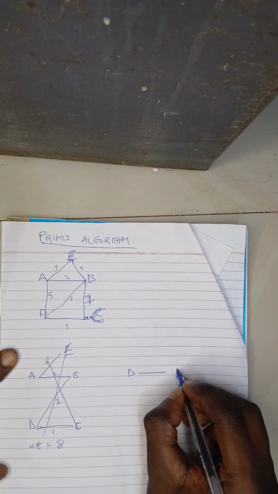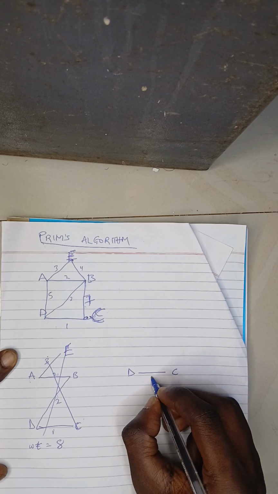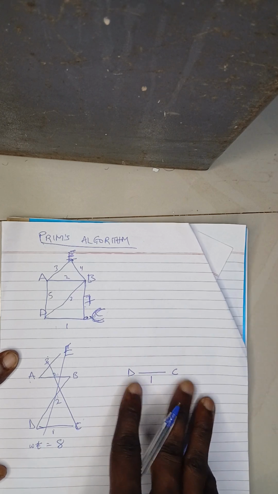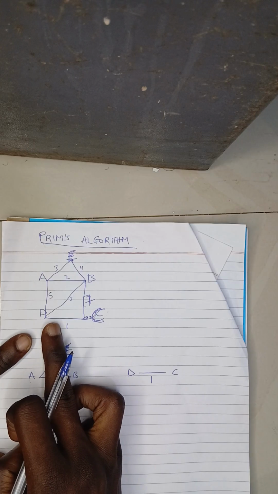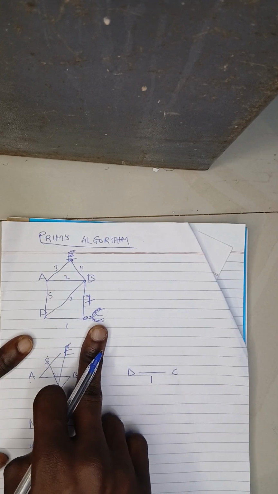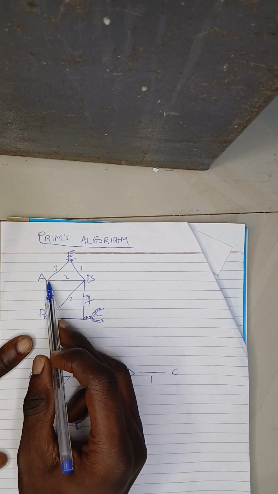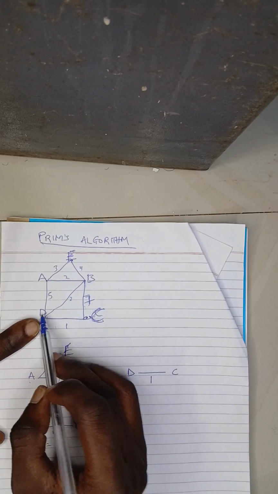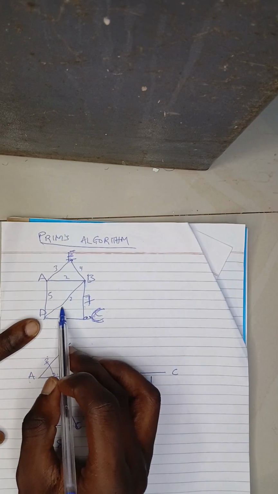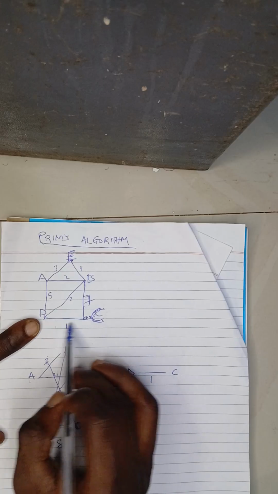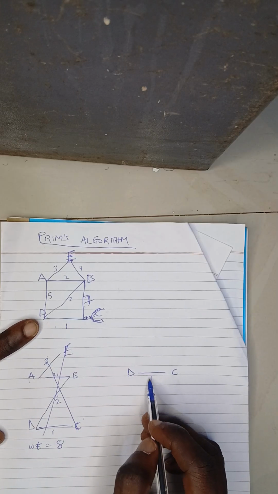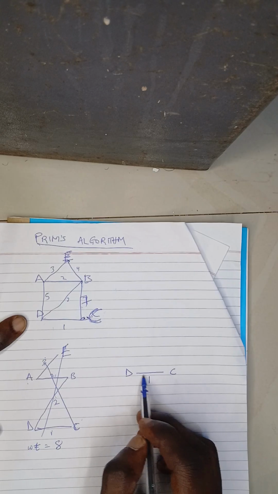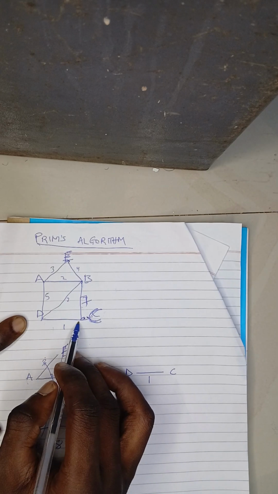D to C is 1. Now, before I continue, it's not obvious that I have to go from D to C. There are 3 connections to D: A to D, B to D, and C to D. But among these 3, which one is the least? This one was the least. That is why I chose that path. I should have explained. So this one was the least, that's why I chose that one.